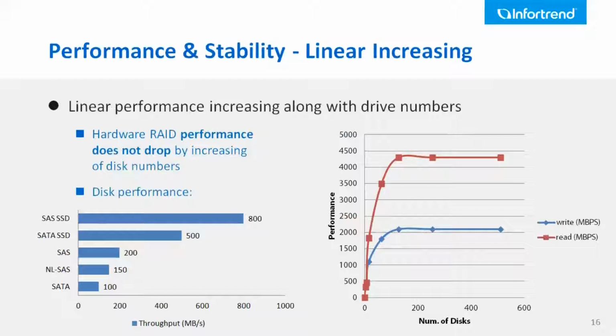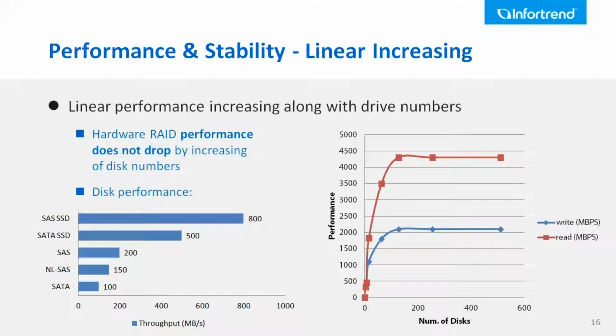and will not drop along with more number of disk drives. Let's use this slide to explain. As we all know that different types of disk drives such as SATA, SAS, or SSD can have different performance. Of course, each disk drive type has its performance limit.